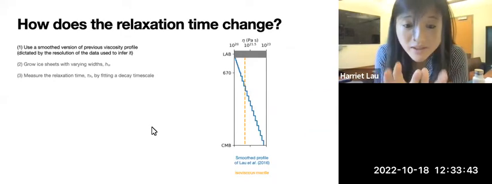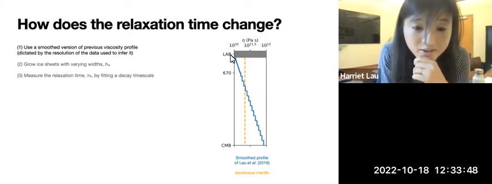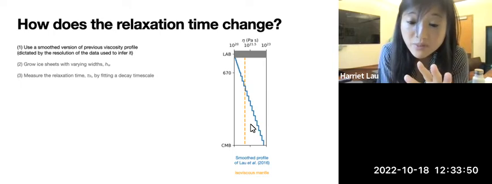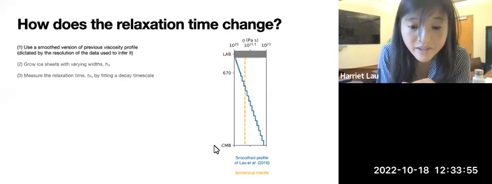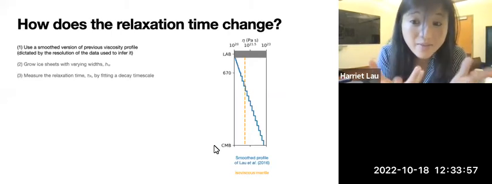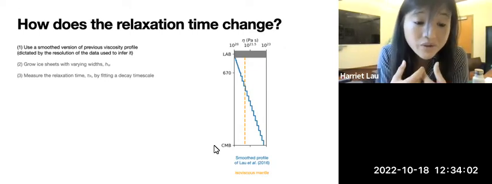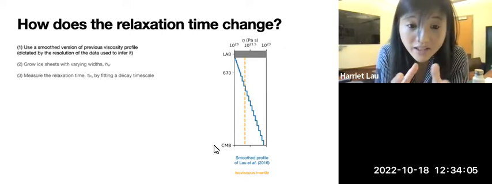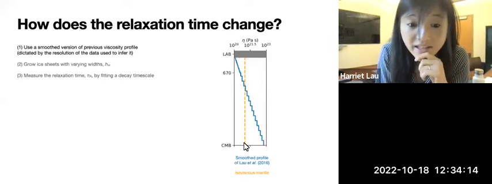So we're going to do some really simple calculations to explore this. First, I'm going to take a smooth version of the previous viscosity profile, this black line. It's smooth basically dictated by the resolving power of the data used to infer it. What we'll do is test that profile, here shown in blue, where we have from the surface to the core mantle boundary, viscosity on the y-axis increasing. We'll test this against an isoviscous model, this orange model.